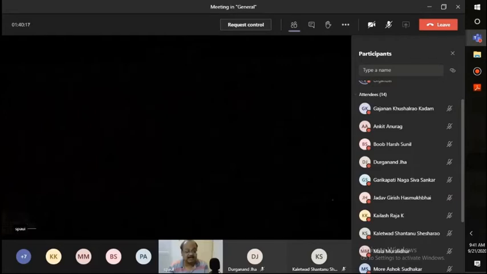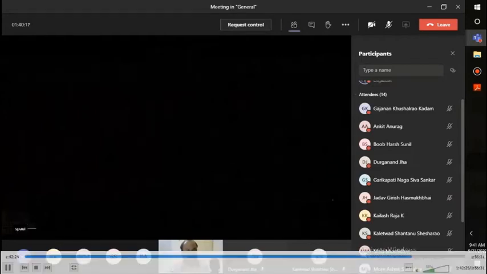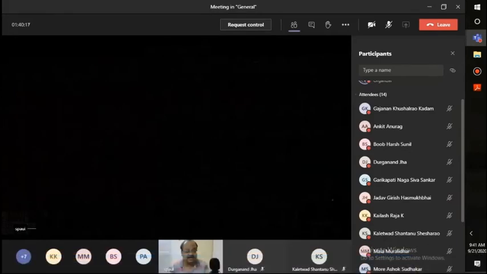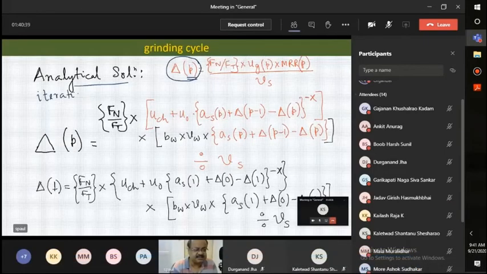What is the analytical solution? We are trying to find out this quantity. How much is deflection in a pass? As because it is analytical solution, it doesn't require iteration. It is a single step solution for each pass. So this is for pth pass. I need to know Fn by Ft. For our problem, it was 2.5. I need to know UGP. For our problem, UGP was 15 plus 210 A_P to the power minus 0.